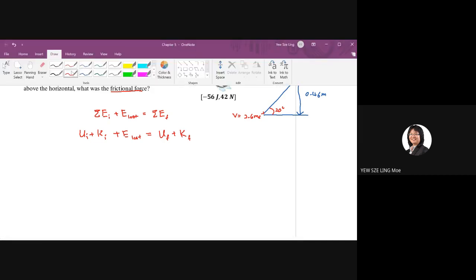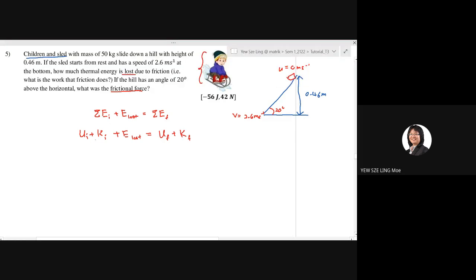But before that, if you want to make it simple, you can cancel the things that we don't have first. For instance, we don't have K initial. Why? Because it tells us v is equal to 0. And then we don't have a U final. Why? Because it's at the bottom, where h is equal to 0. So this 0.46 is actually your h initial. So now I have the information that I want.